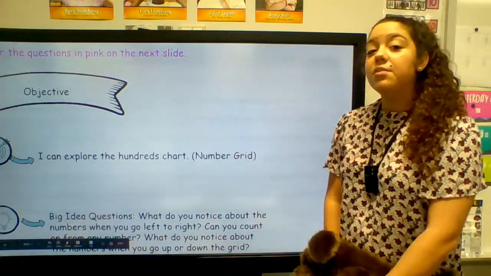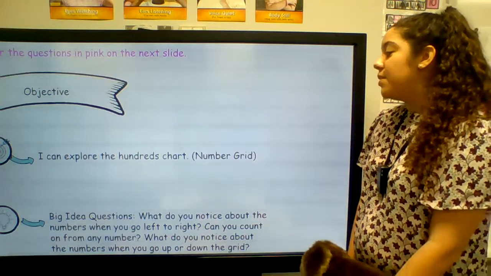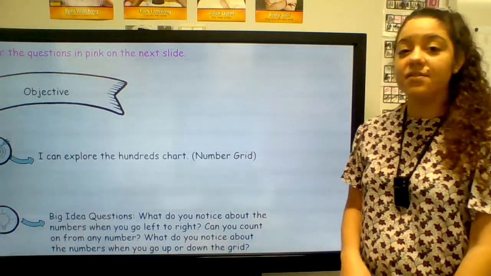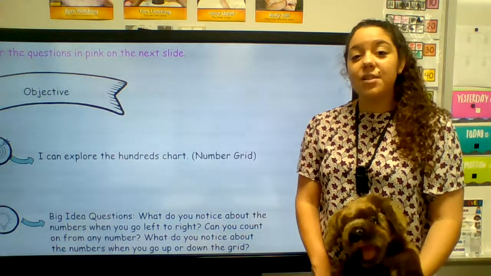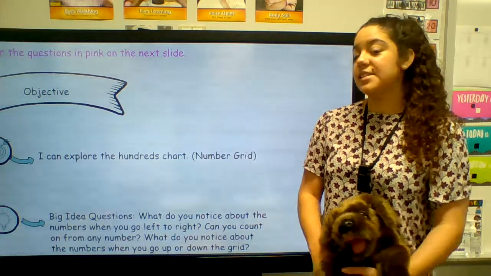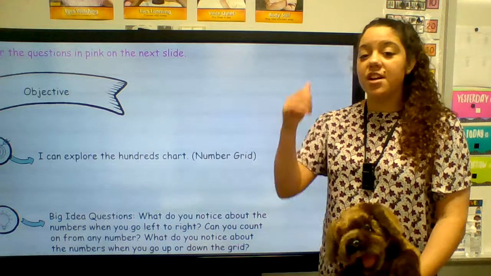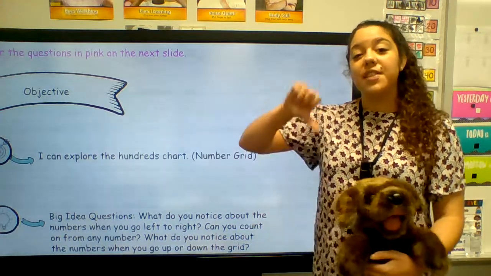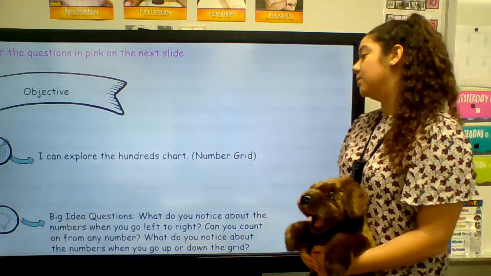Okay, remember you will answer these questions on the next slide. I can explore the hundreds chart. That was our objective. Today we practiced identifying numbers that were 1 more and 1 less. We even practiced finding numbers that are 10 more and 10 less. Were you able to identify those numbers on your hundreds chart? Thumbs up or thumbs down? If you have a thumbs down, don't worry, we'll get more time to practice when you come back to school.